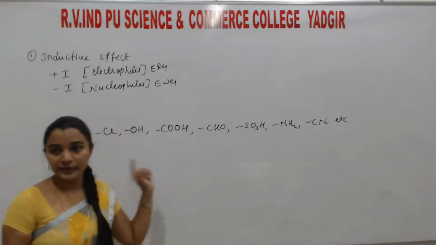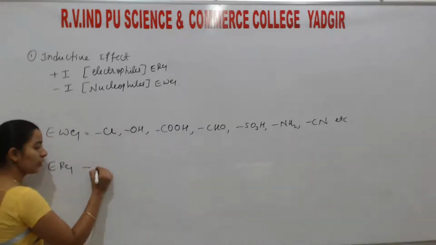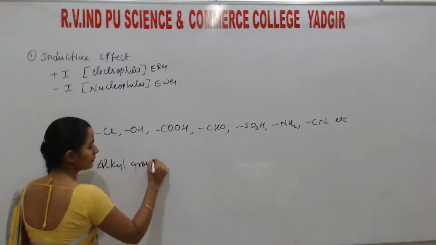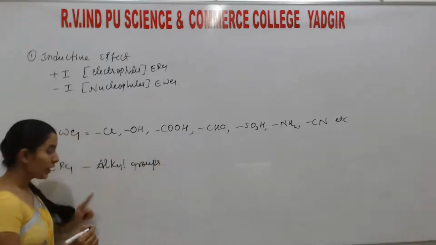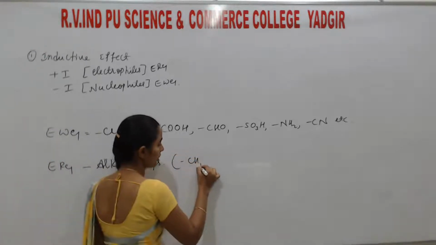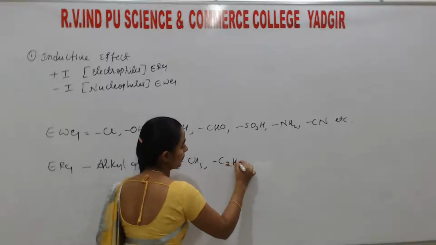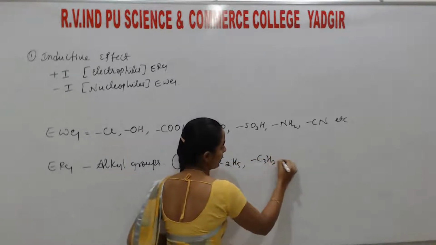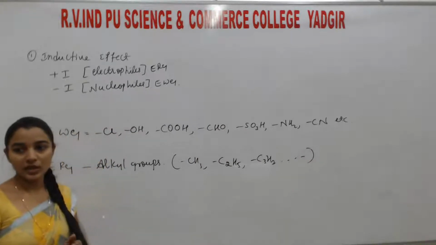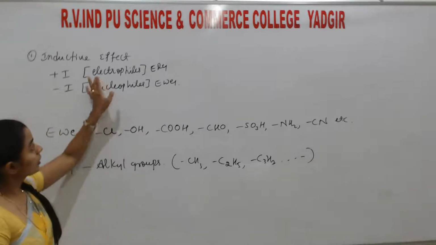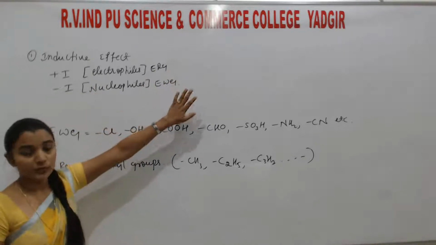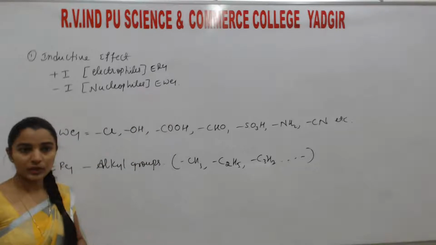Almost all nucleophiles. Okay? So, electron releasing groups are alkyl groups only. Electron releasing groups are nothing but alkyl groups like CH3, C2H5, C3H7, etc. Understand? So that means electrophiles are different, nucleophiles are different, electron releasing groups are different, electron withdrawing groups are different.